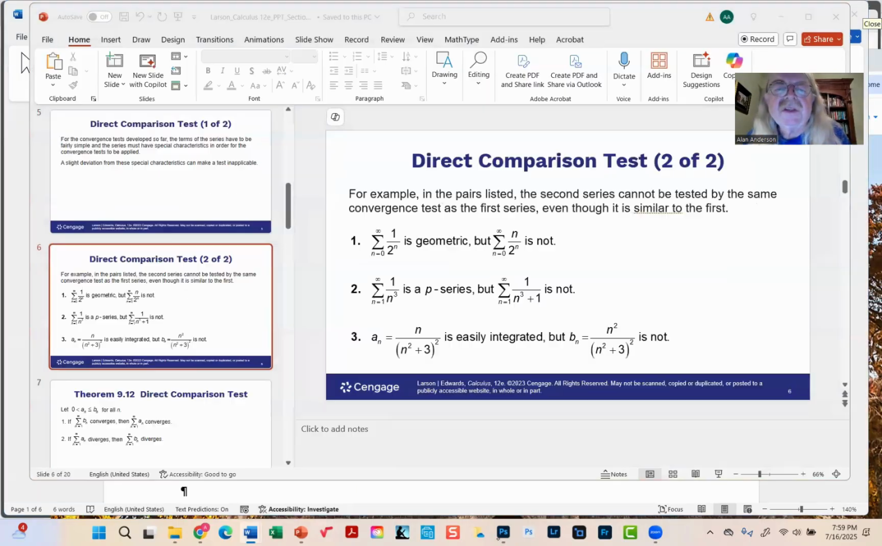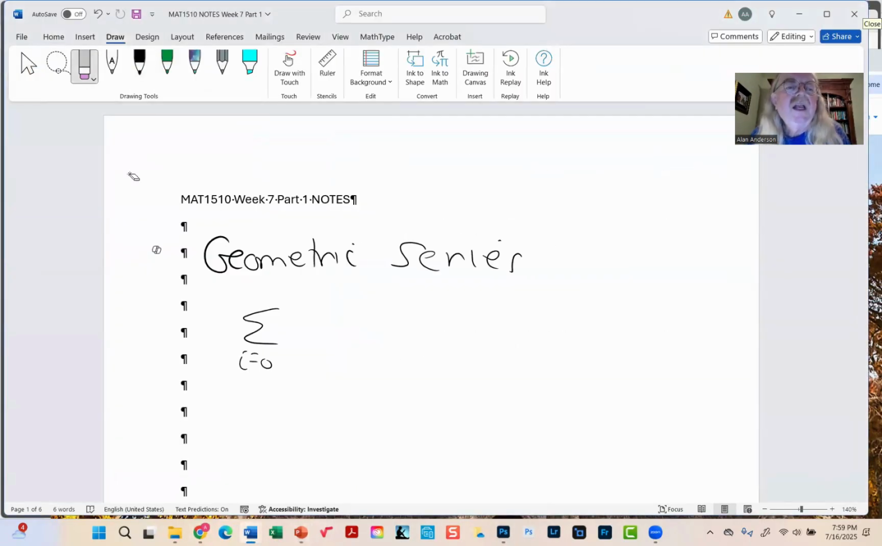Actually, let me make sure I'm using the exact same notation. Nope, I knew it. They're using n. Every math book is a little different. So let's make sure that everything's consistent. So we're starting at 0, going out to infinity.